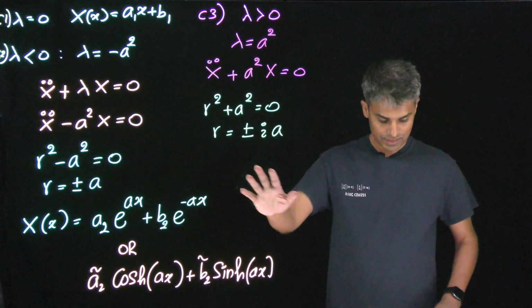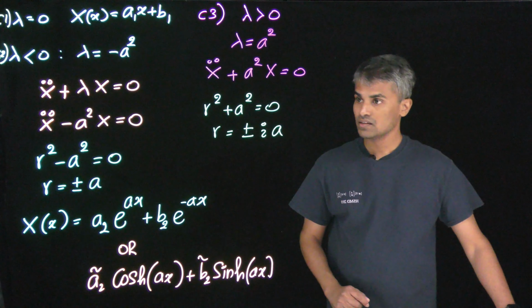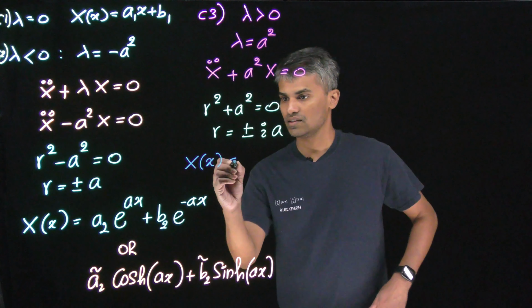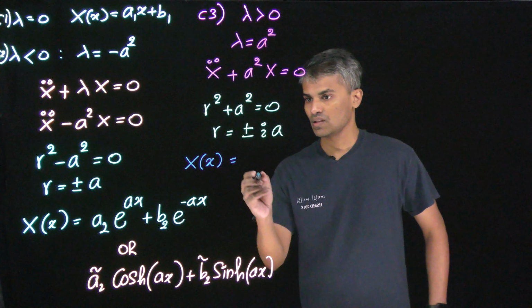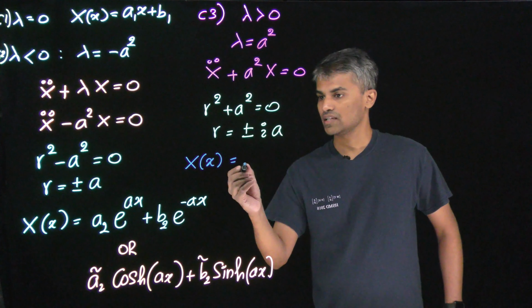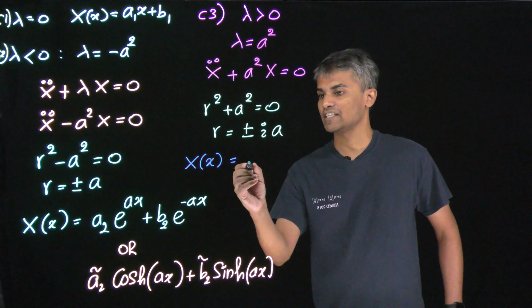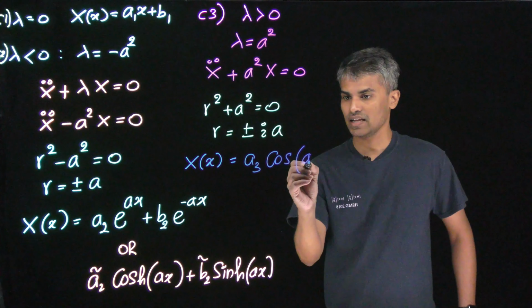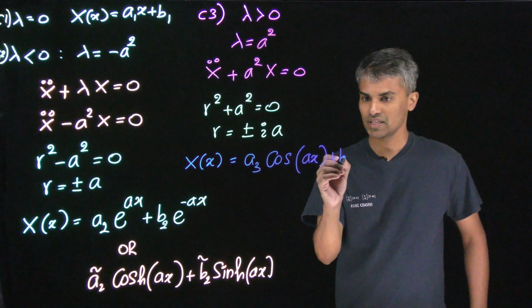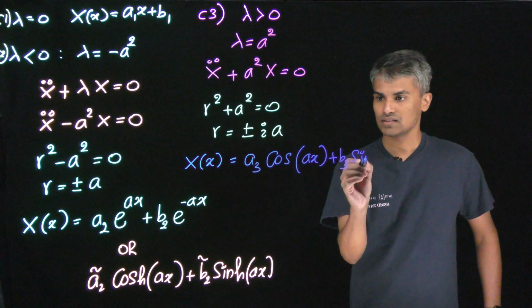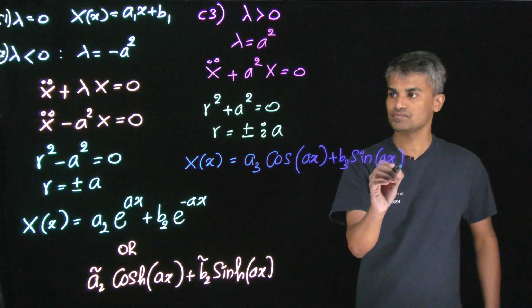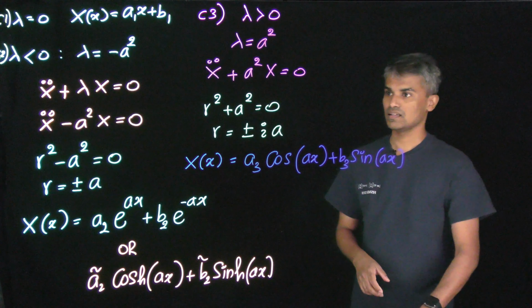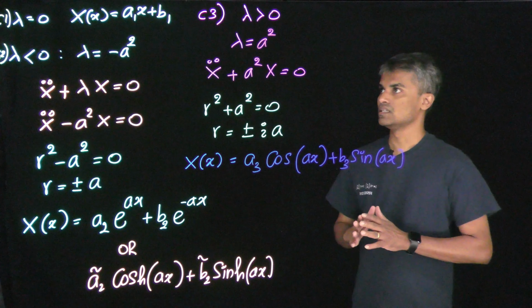Now, in this case, our solution X of x equals, let us say a3 cosine ax plus b3 sine ax.